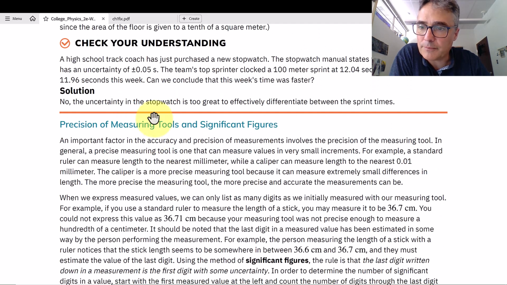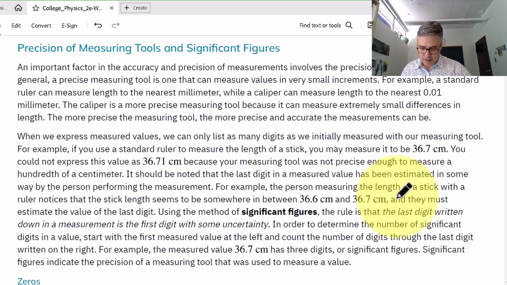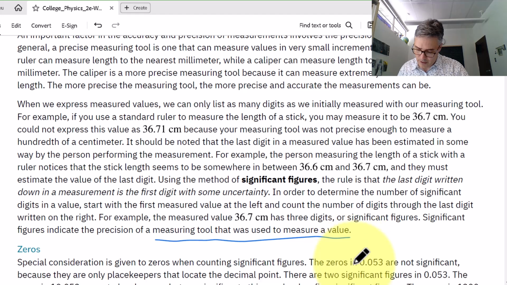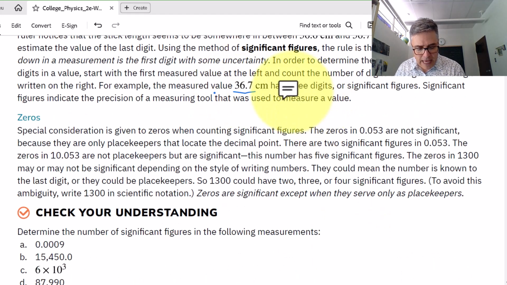So let's move on. Significant figures indicate the precision of a measuring tool that was used to measure a value. For example, 36.7 has 3 significant digits. There's the 3, the 6, and the 7. 3 indicating the tens column, 6 indicating the ones column, and 7 indicating the tenths column.